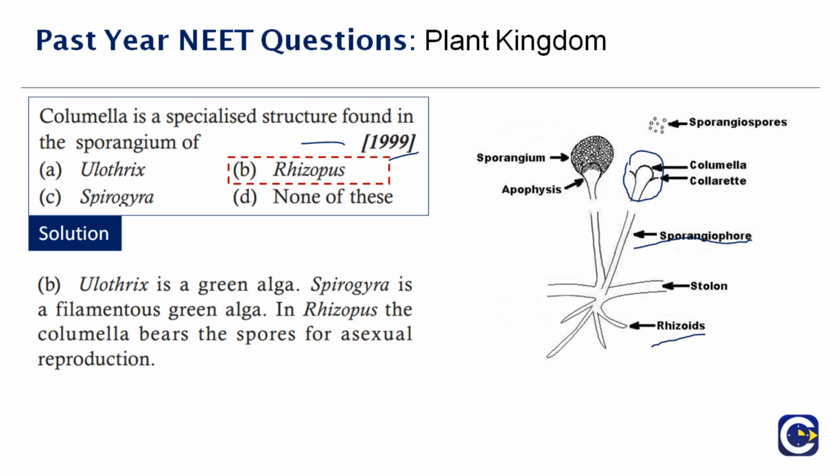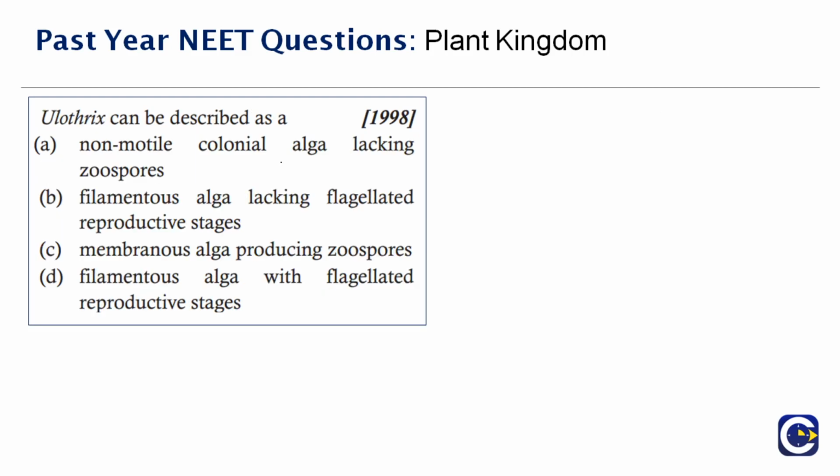Now let's move to the next question. This question was asked in 1998. Ulothrix can be described as what? We have seen a lot about Ulothrix. Ulothrix is a filamentous green algae, and it thrives in the low temperature of spring and winter. Apart from that, it has a special cell for attachment, and that is called the holdfast.